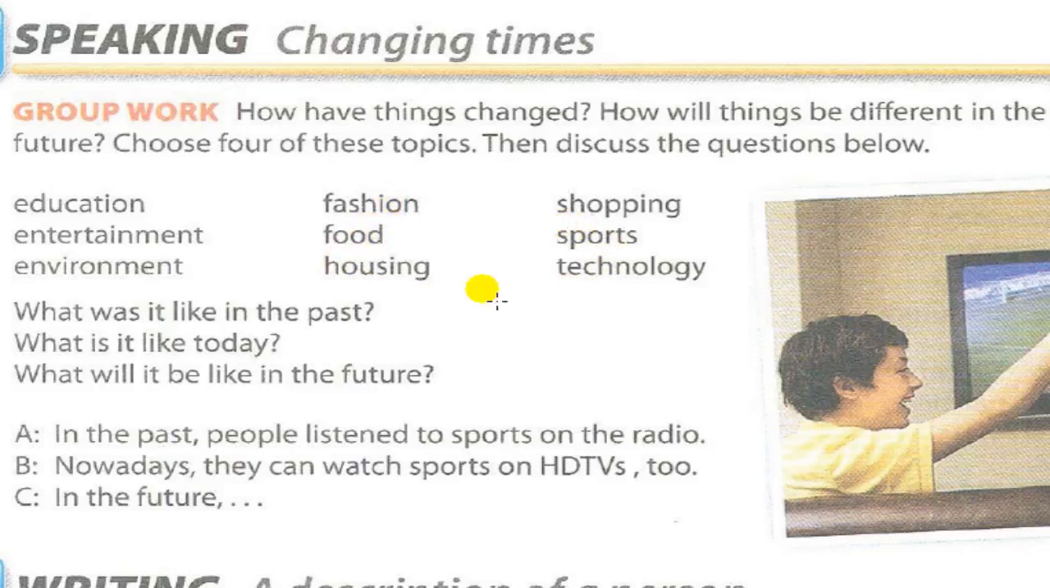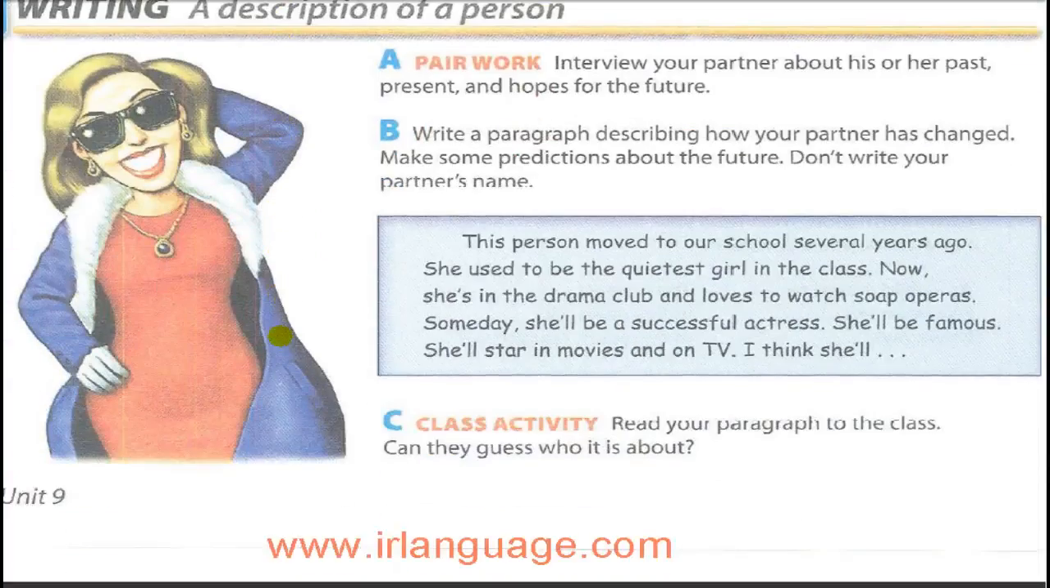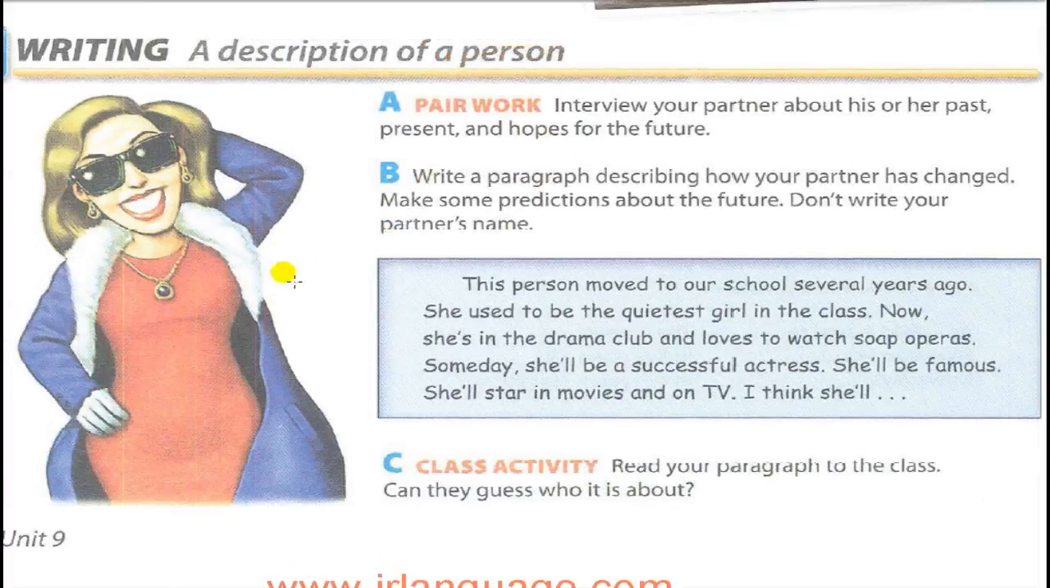Make a discussion with your friends about these topics. Exercise number 7, writing. A description of a person. Try to describe the person, not only the shape, like she's wearing glasses, she's wearing sunglasses, she's wearing a necklace, a coat. No, we would like to describe the person's personality, character.